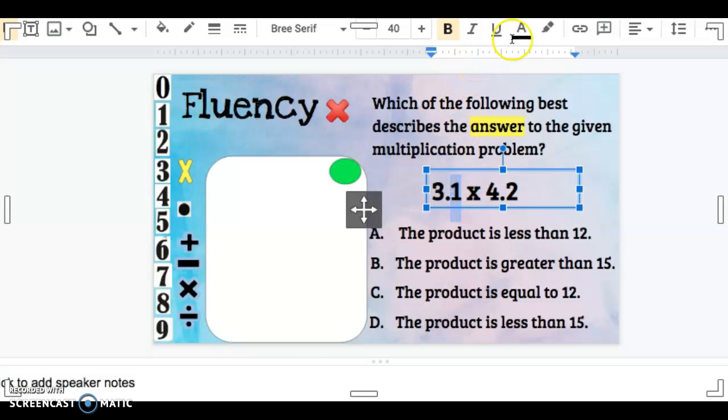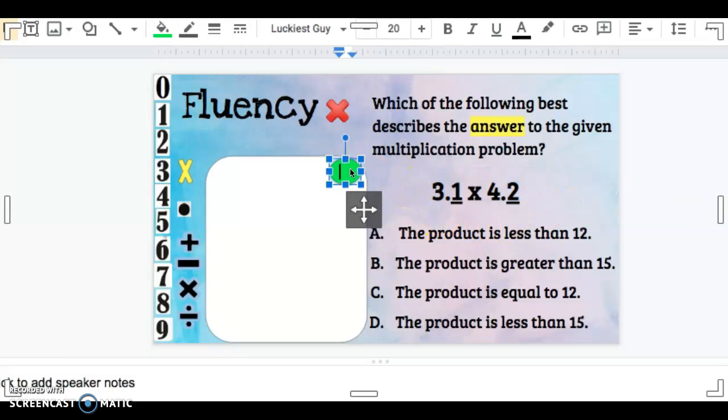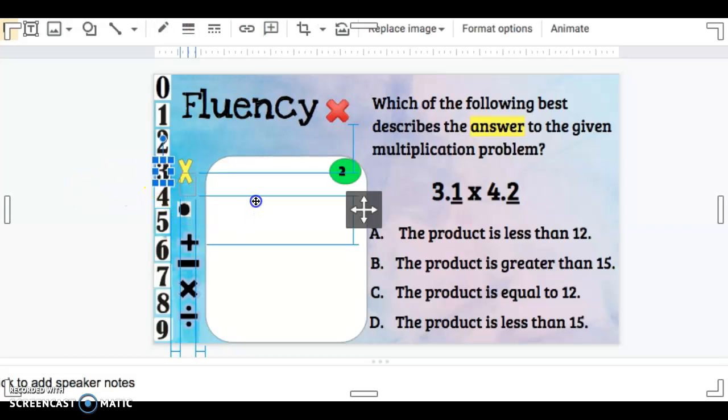So I have the 1, so I'm going to underline that. That's one number. And then I have the 2, which is now 2 numbers behind the decimal points. So in my green circle, before I even start multiplying, I'm going to put a 2, because that tells me I have to move that decimal point at the end 2 times. So I'm going to start by now multiplying it as if they were whole numbers.